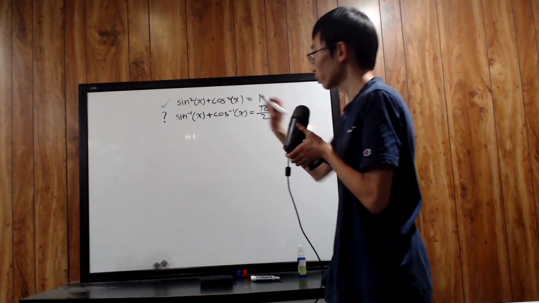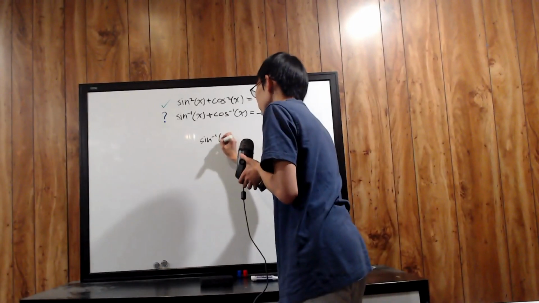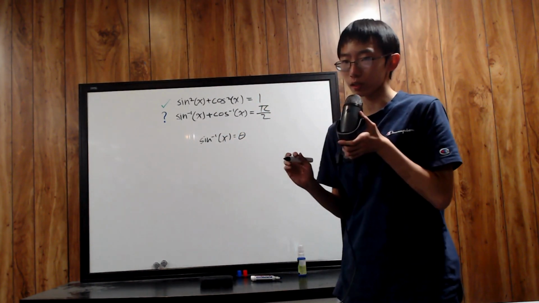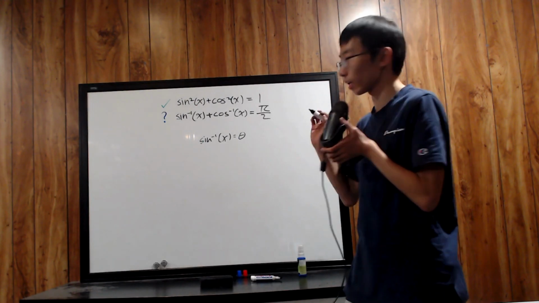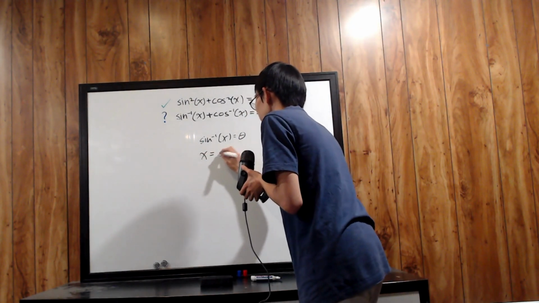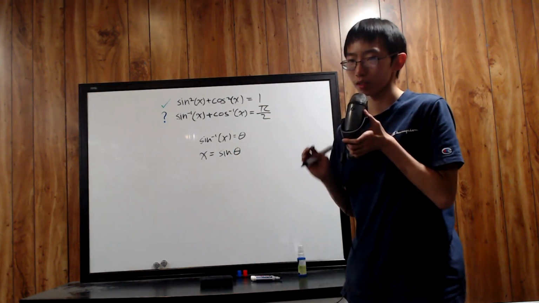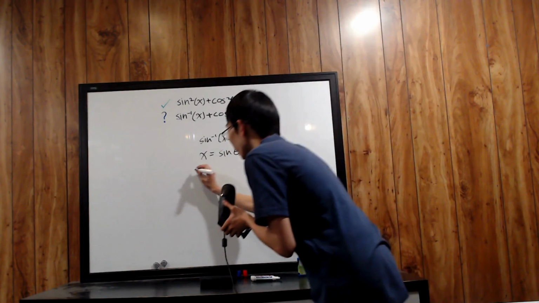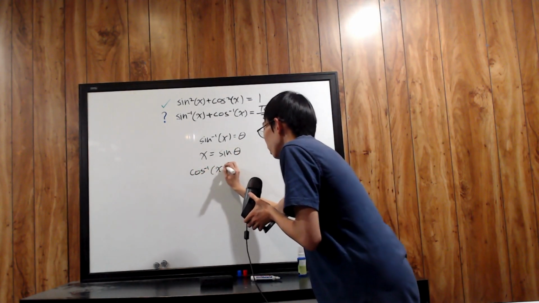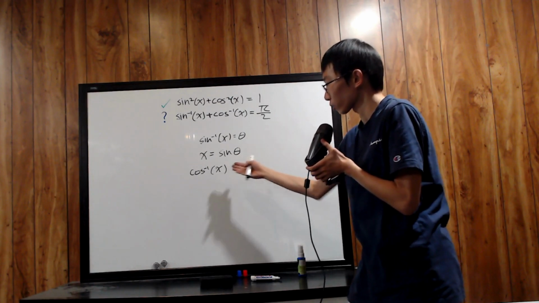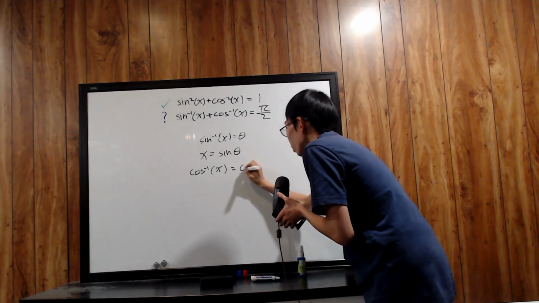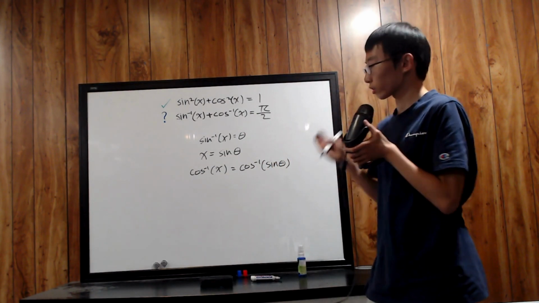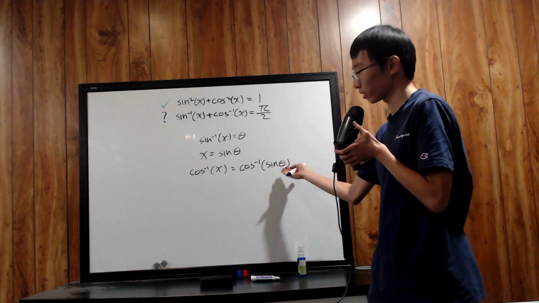To start, we're going to let sine inverse of x be equal to theta. Now we can isolate for x if we take the sine of both sides. Then we would get x is equal to sine of theta. Now, we can consider cosine inverse of x. If we replace x with sine theta, we get cosine inverse of sine theta. Now, the simplification here might not be entirely obvious.